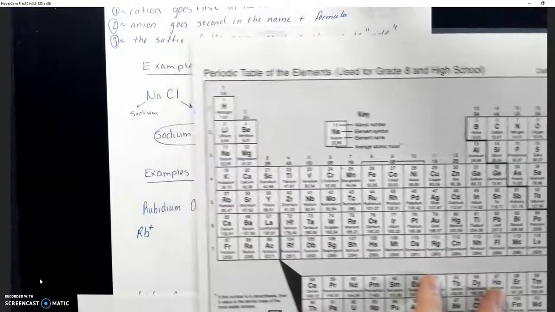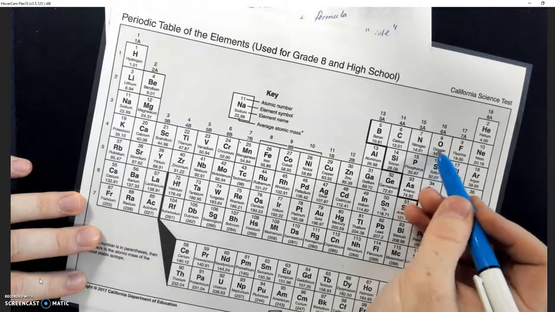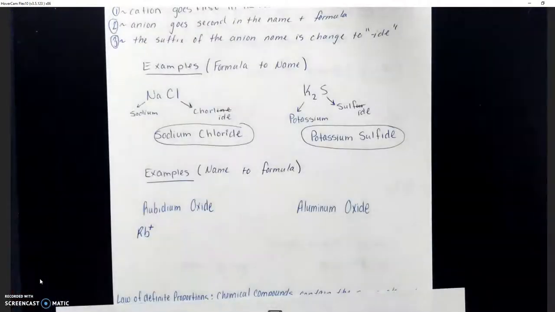Let's do oxygen next, or oxide. Oxide comes from the element oxygen, and everybody knows what the symbol for oxygen is. It's O. Let's go ahead and put that there.